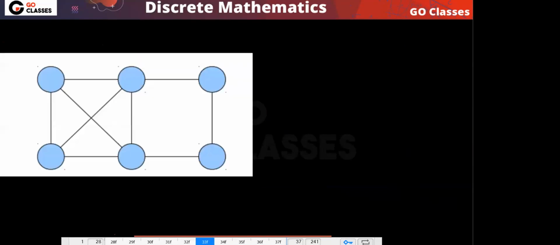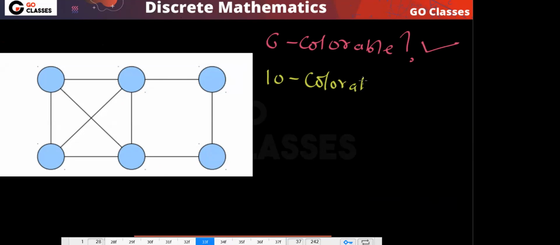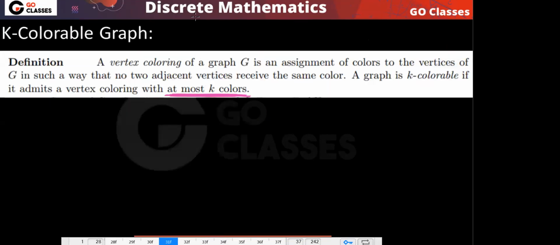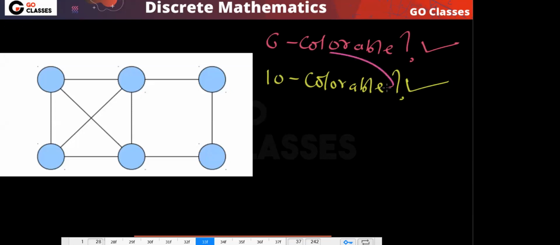For example, look at this graph. Can I say this graph is 6 colorable? The answer is yes. Can I say this is 10 colorable? The answer is again yes. K colorable means at most K colors. A graph is K colorable if you can do it using at most K colors. So using at most 10 colors, can you do it?